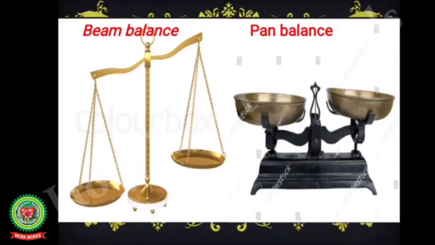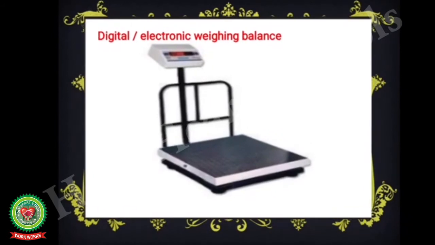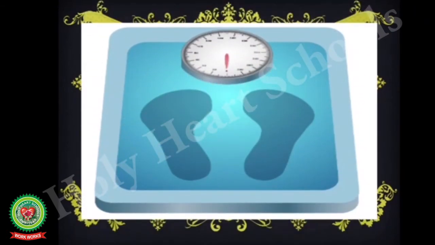Children, you have seen grocers use pan balance to weigh vegetables and fruits. It is used to calculate the weight of objects with the help of standard weights. And see, this is a picture of digital or electronic weighing balance. Students, this type of balance is used to weigh the mass of heavy objects. You must have seen it at Best Price, D-Mart, etc. And we also use a weighing machine to check the weight of our body. Now read the next line.